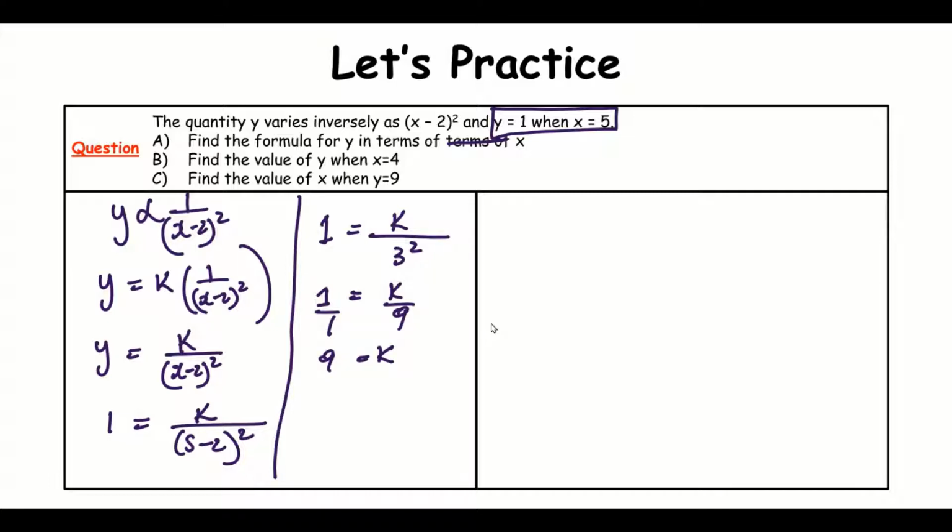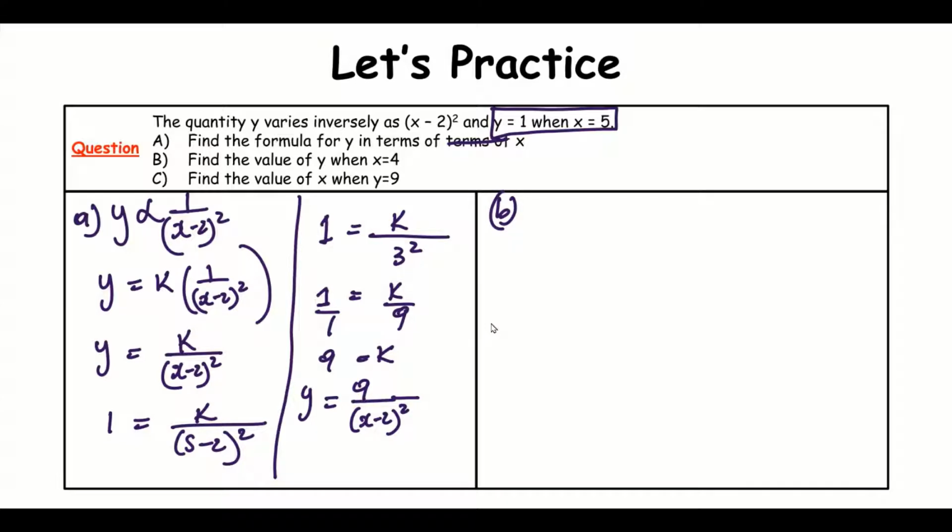So therefore, the formula for y in terms of x is y equal to 9 over x minus 2 all square. So that's our formula. So we have found part A. Now part B is asking us to find the value of y when x is 4.